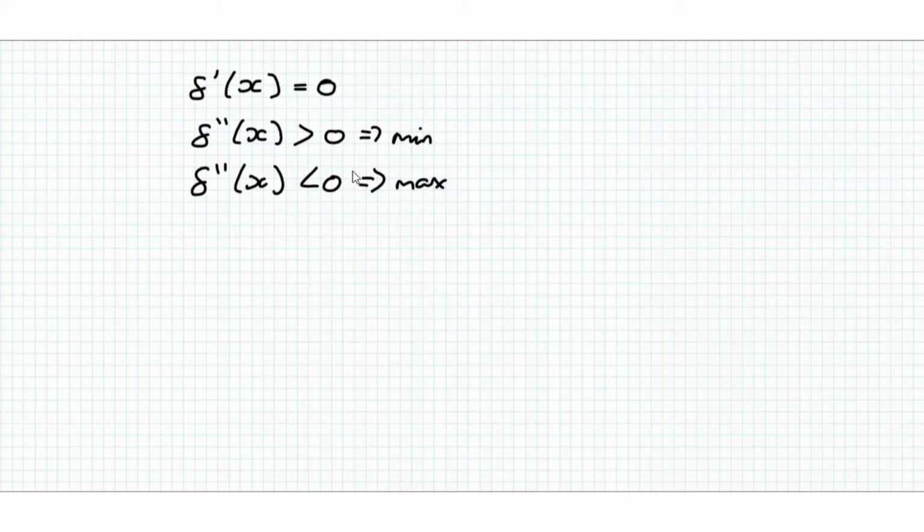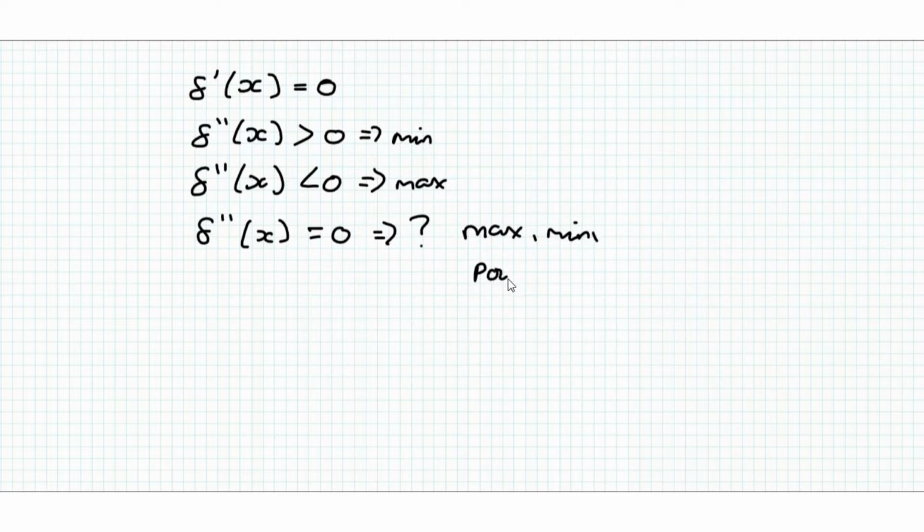So there's clearly one other case here, and that's when f double dash of x is equal to 0. So what does this imply? Well, really it tells us nothing. The truth is we could have a max, a min, or something called a point of inflection.